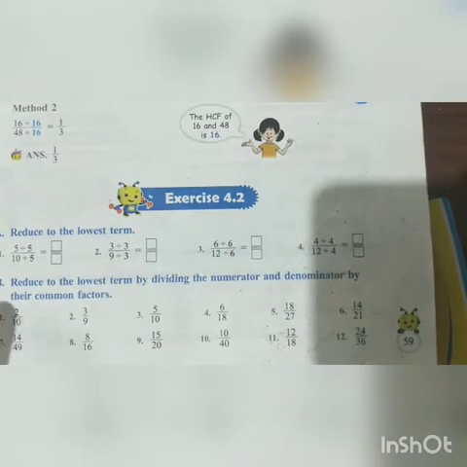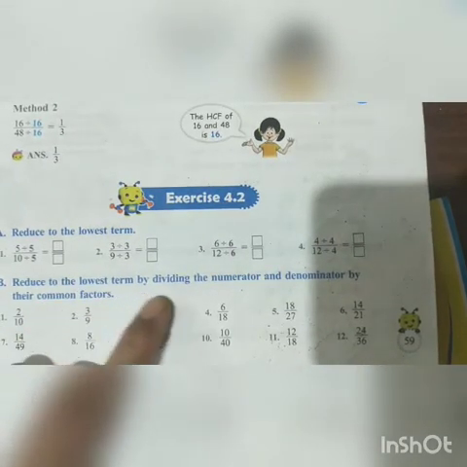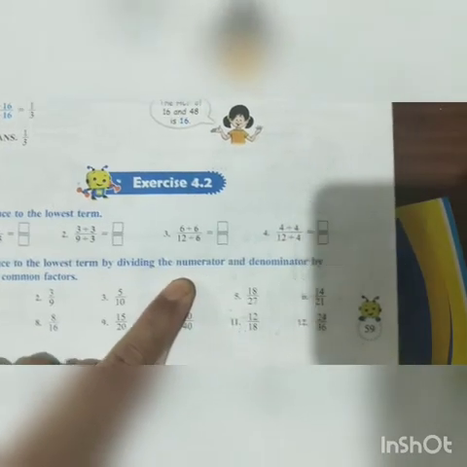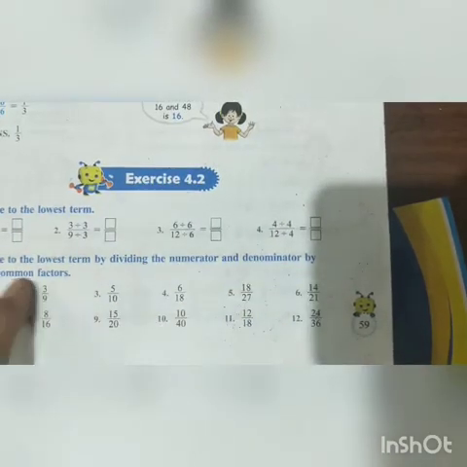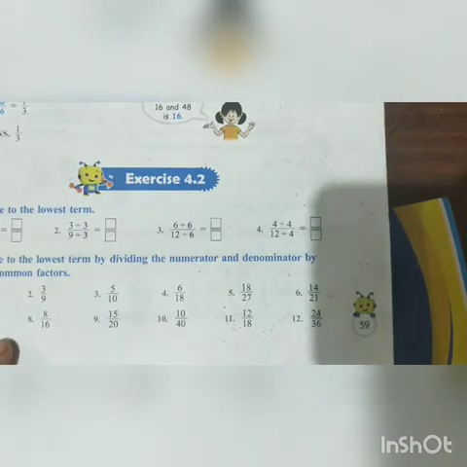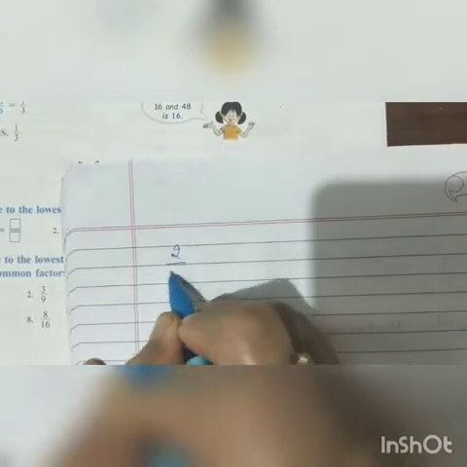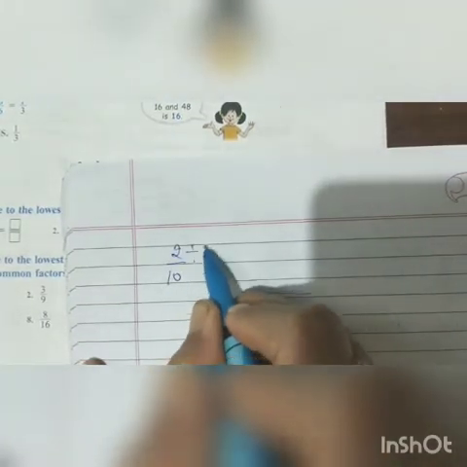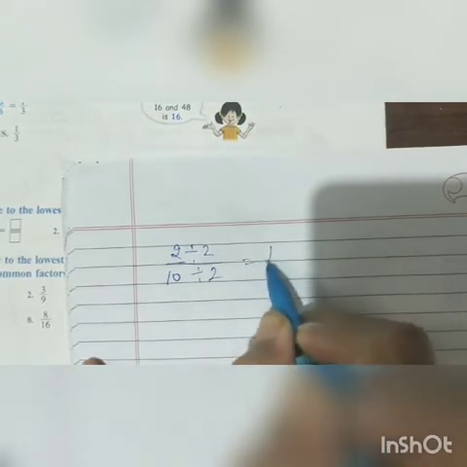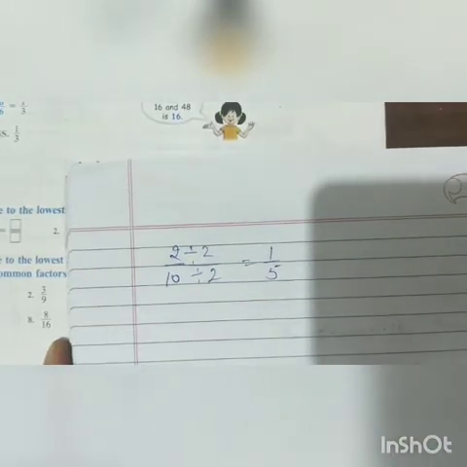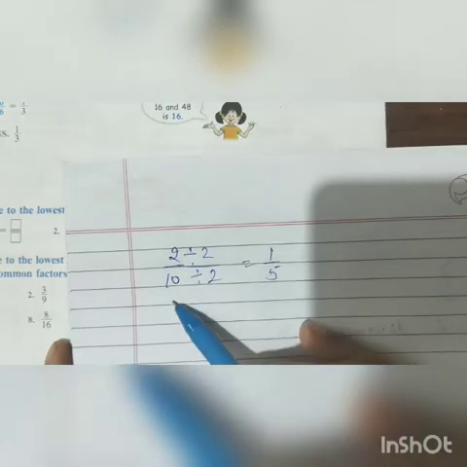Now question B. Reduce to the lowest term by dividing the numerator and denominator by their common factors. 2 by 10. It's the same as the question I explained earlier, question E of exercise 4.1. What is the common factor between 2 and 10? That is 2. So divide by 2. 1 by 5 is in lowest term. 1 by 5 is the lowest term of 2 by 10.